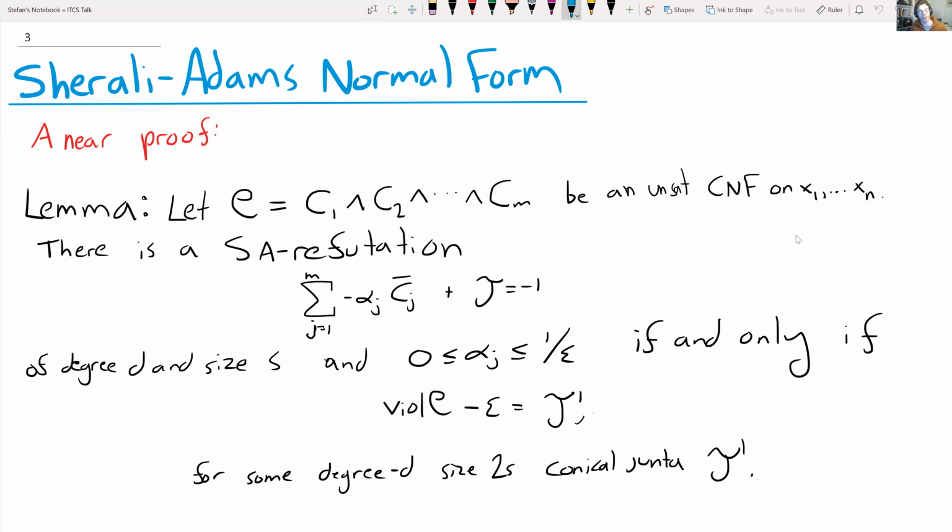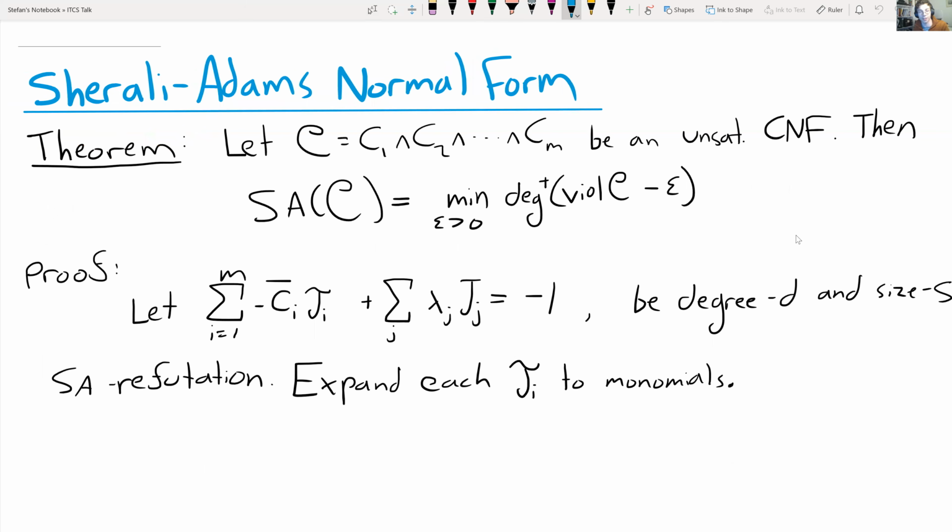So this is nearly what we want, except in general, a Sherali-Adams refutation is going to multiply our negated clauses by conical juntas. So somehow in our main proof, we're going to have to get rid of those. All right, so that's exactly what we're going to do.